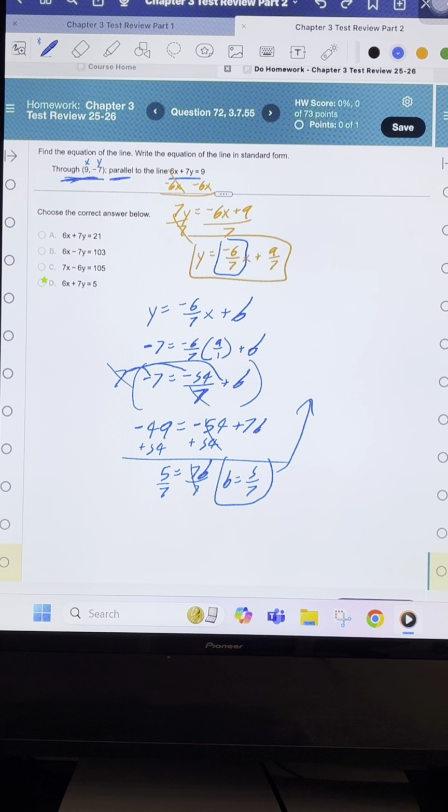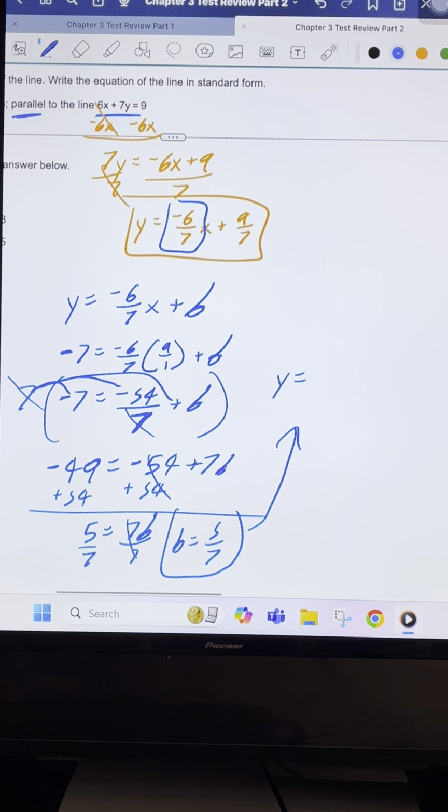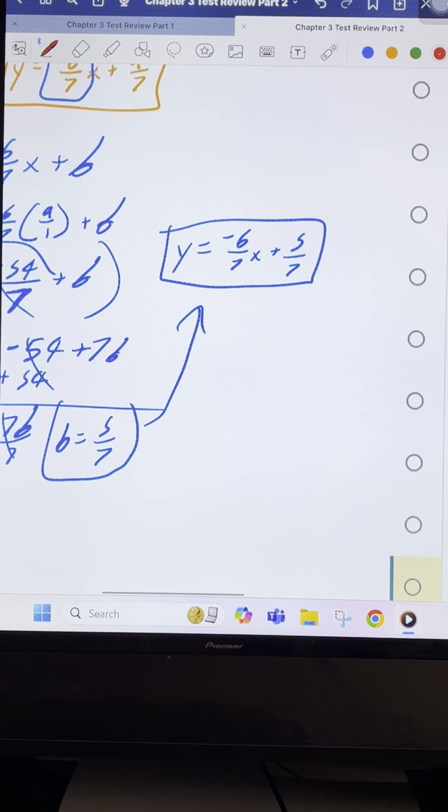So now I know that the slope-intercept form of my new equation that is parallel to this original one is y equals -6/7x plus 5/7. But this is not my final answer. This is my slope-intercept form, but I need to turn this into standard form. So let's add the 6/7x to the other side. So I should have 6/7x plus y equals 5/7.